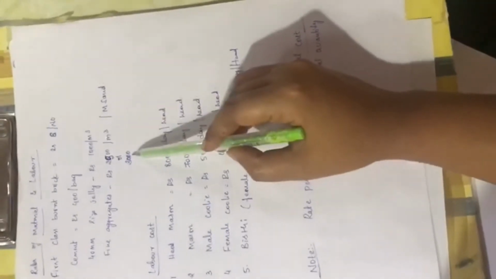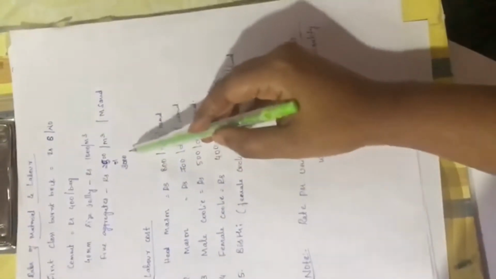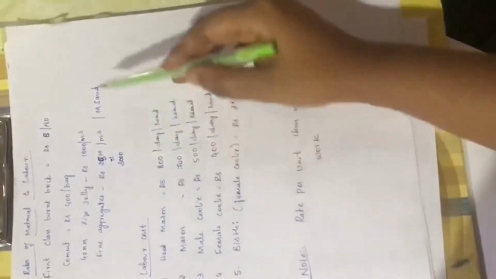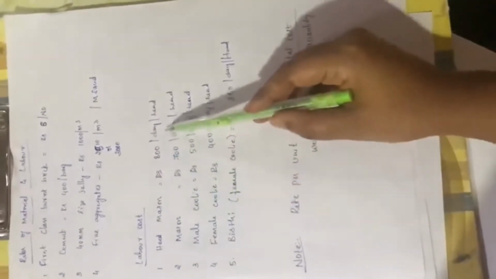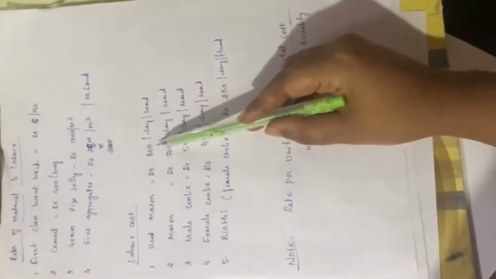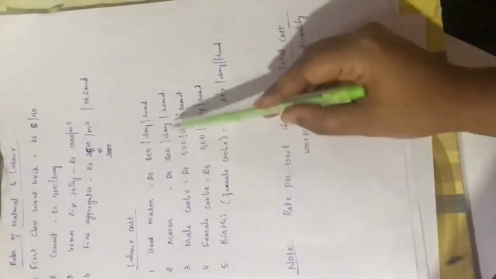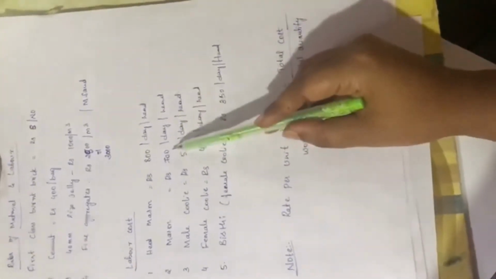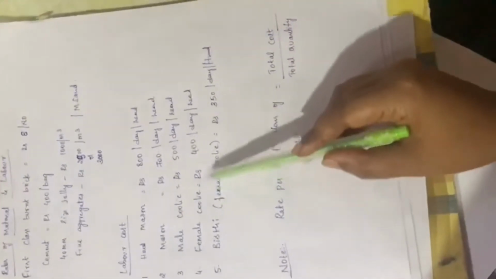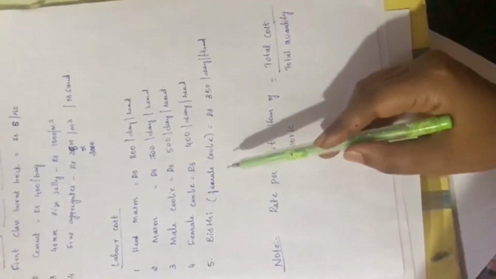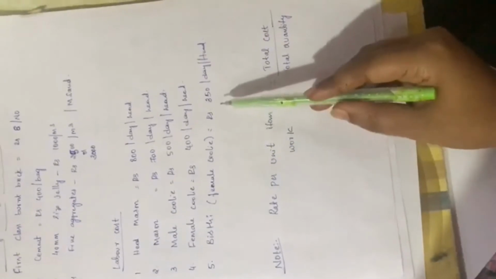Approximately, we are giving the labor cost here. Head mason per day, per head, will be 800 rupees. Masons, per day per head, 700 rupees. Male coolie, 500 rupees. Female coolie, 400 rupees. Bisti, who will be used for the watering purpose, 350 rupees. To find the total rate per unit item of the work, we have a formula: the total cost divided by the total quantity, which will give the rate per meter cube.